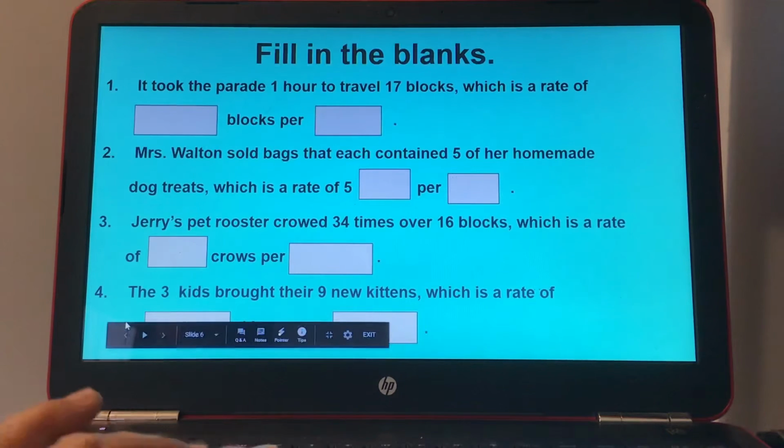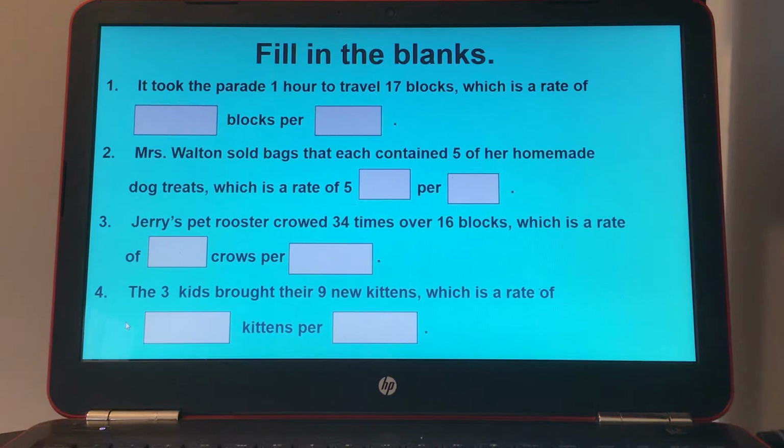Okay, so you're going to do 2, 3, and 4. 2 is Mrs. Walton sold bags that each contain 5 of her homemade dog treats, which is a rate of 5 blank per blank. Number 3, Jerry's pet rooster crowed 34 times over 16 blocks, which is a rate of blank crows per blank. And number 4, the 3 kids brought their 9 kittens, which is a rate of blank kittens per blank.